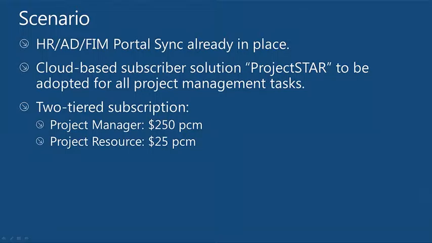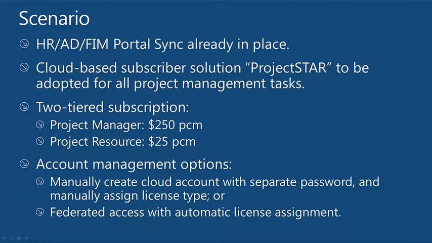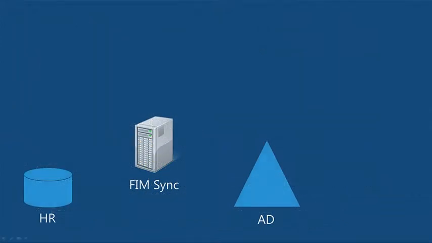This cloud application has a 2-tiered subscription. Project managers are a lot more expensive, so obviously the business is going to want to minimise those licenses wherever they can. And naturally, it does need accounts. They do need to be managed. The provider's given us 2 options. We can go with manual creation through a web portal and manual license assignment, or we can go with something a bit more automated, with a federation token to actually set the license. So that's what we're going to do.